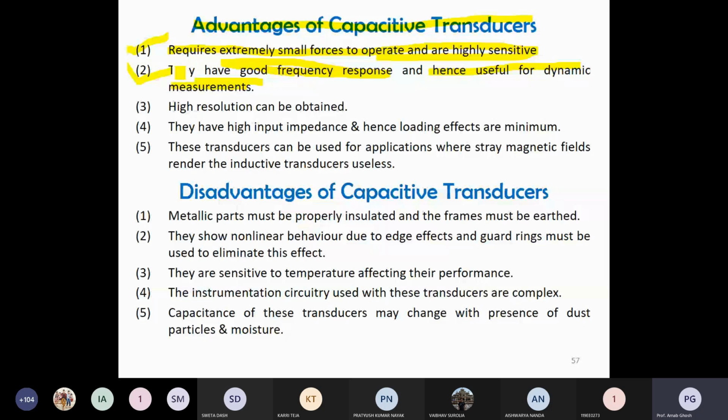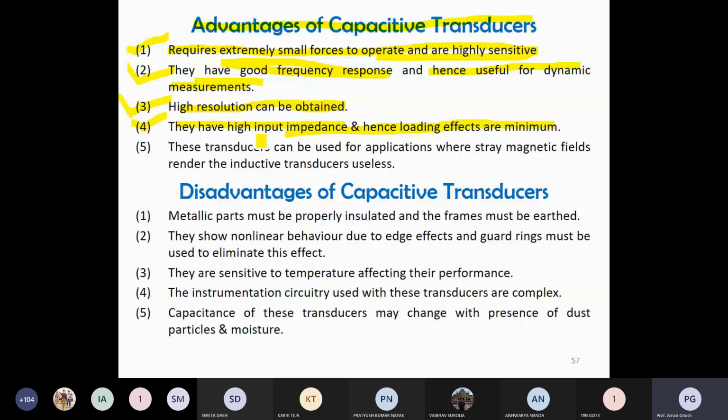Okay, so high resolution. In a single point, high resolution can be obtained. Point number 4, they have high input impedance, hence the loading effect is minimum. Okay, the loading effect is minimum because of the high input impedance.